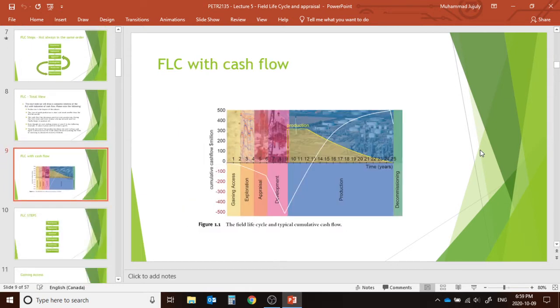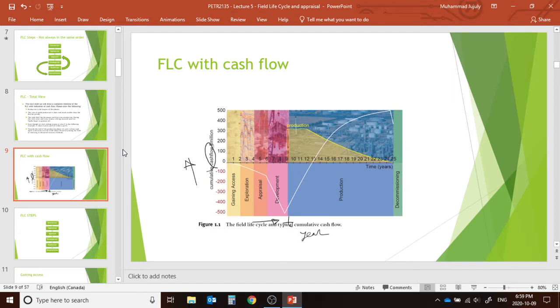This is the picture of the field life cycle and the typical cumulative cash flow we look at here. At the y-axis, you can see the cash flow in millions. And at the x-axis we have the progression of time, in years.